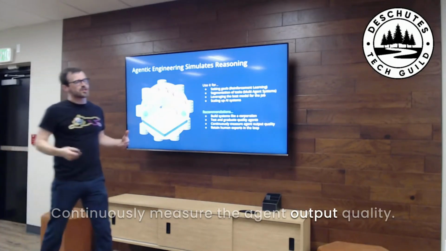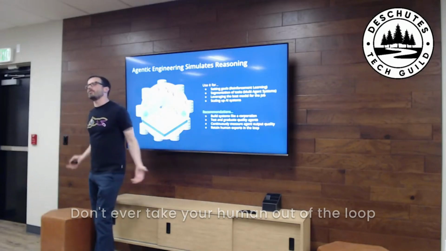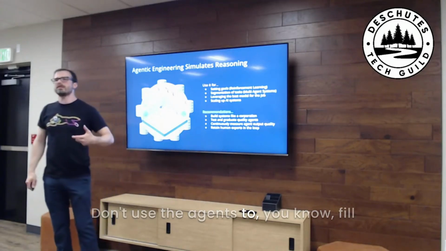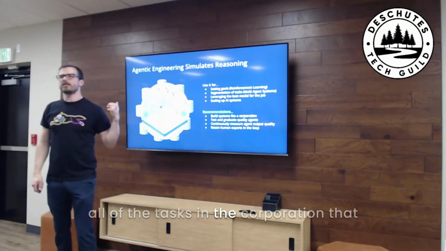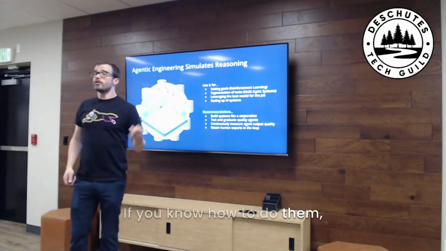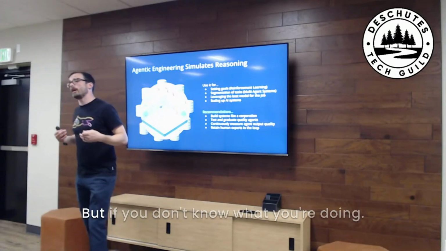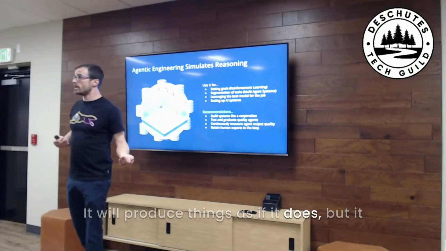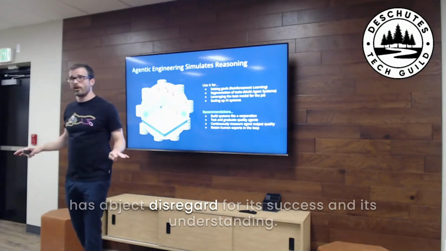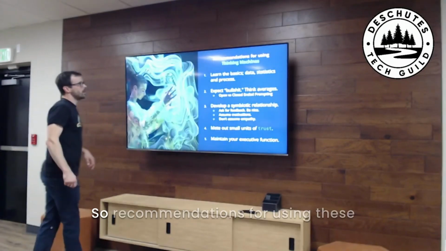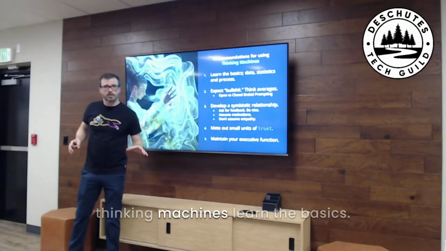Continuously measure the agent output quality. Don't ever take your human out of the loop and always have an expert human in the loop. Don't use the agents to fill all of the tasks in the corporation that you can't do because you don't know how. If you know how to do them, maybe an agent can help you out, but if you don't know what you're doing, it will produce things as if it does, but it has abject disregard for its success and its understanding. So recommendations for using these thinking machines.